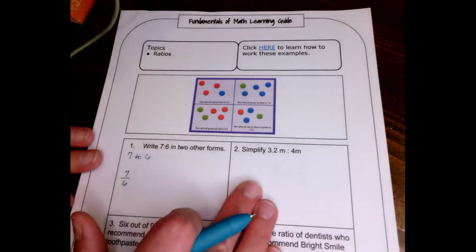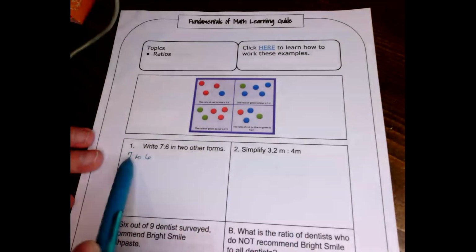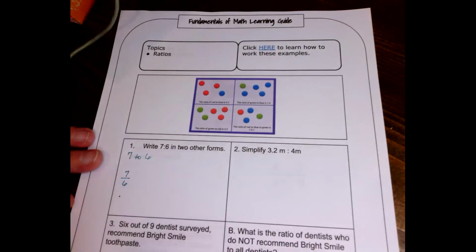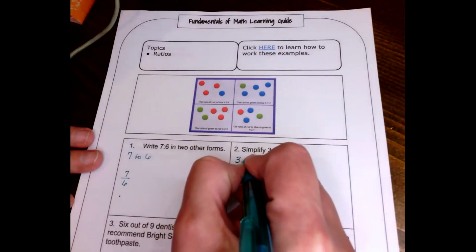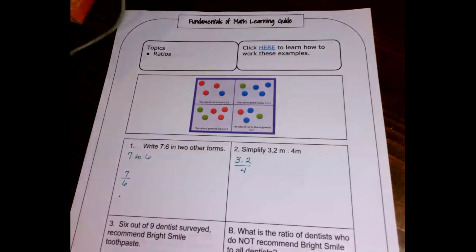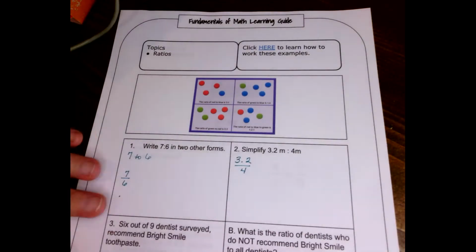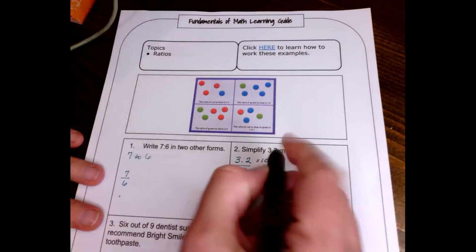So as we look at problem number 2 and we're trying to simplify, we might want to consider writing it in one of these two ways. I believe that writing it as a fraction is probably the easiest way to write it. So we'll write 3.2 to 4. And then you may be thinking, well, how do I deal with a decimal in a fraction? Well, the easiest way to do that is to multiply by 10 to clear the decimal.